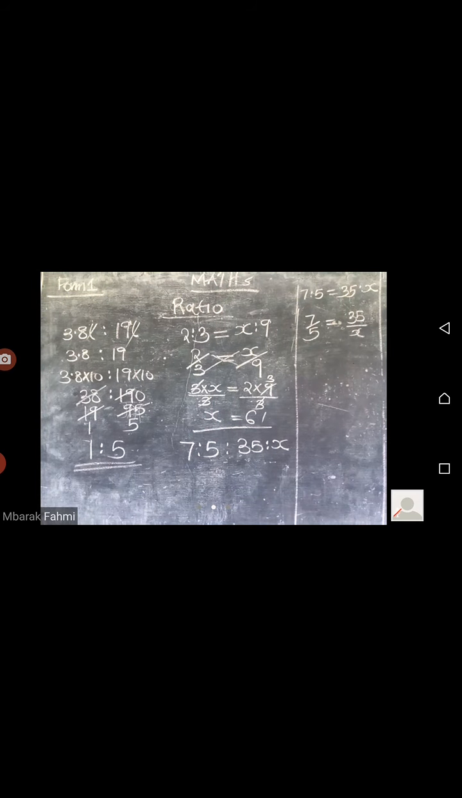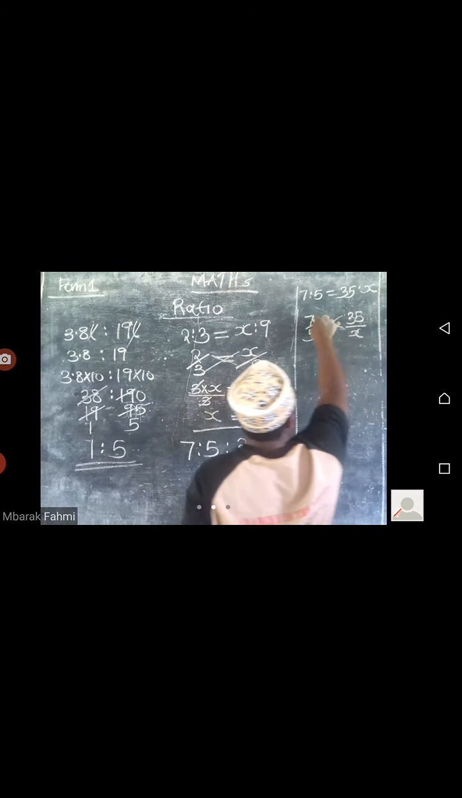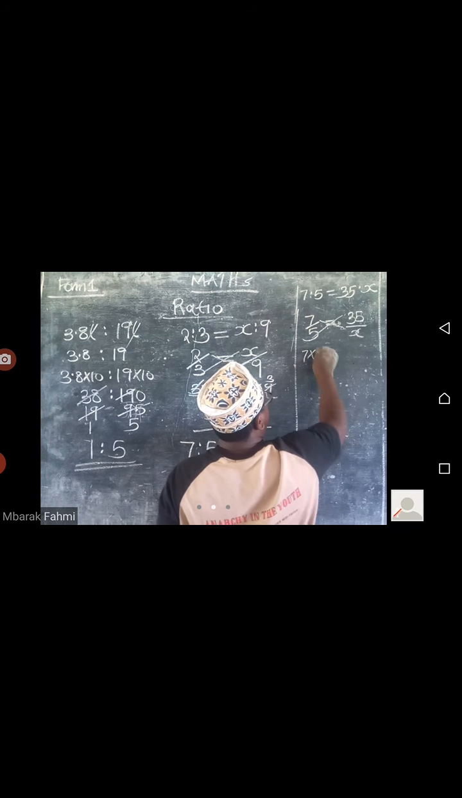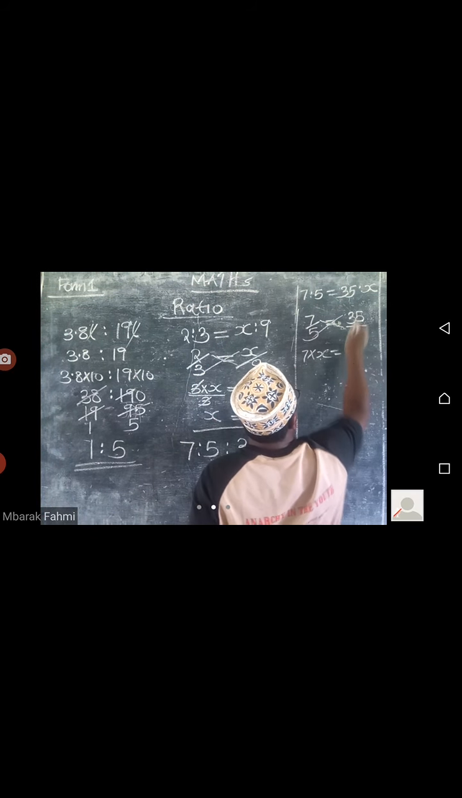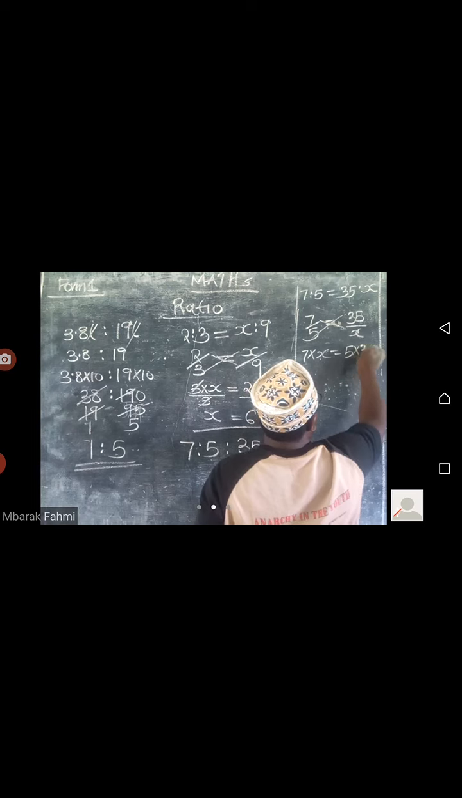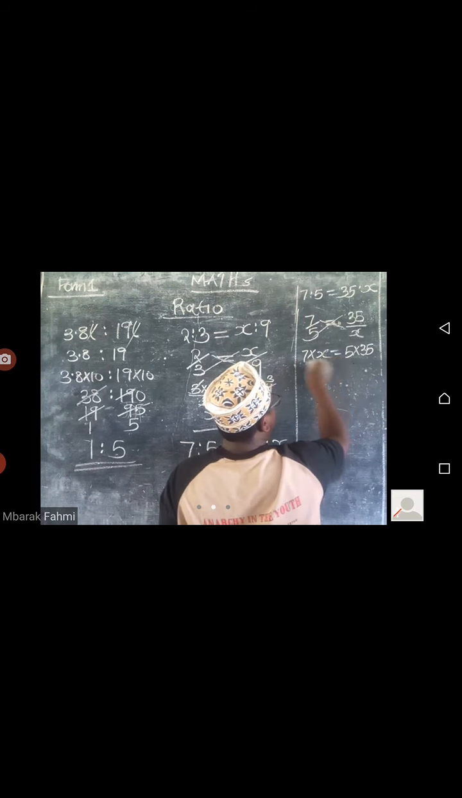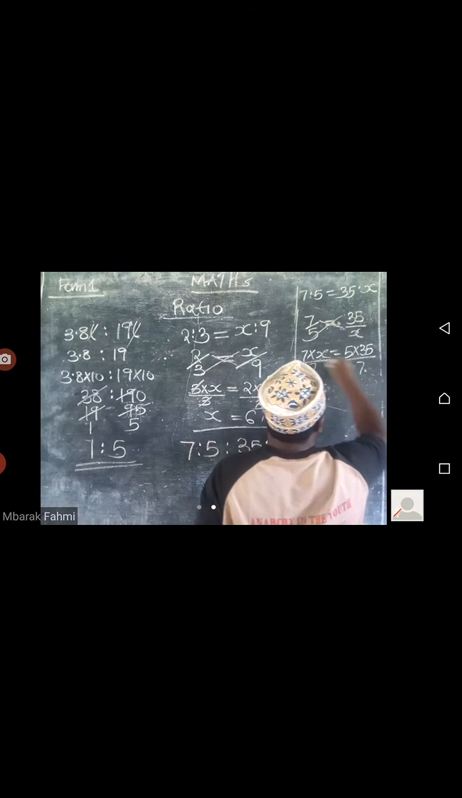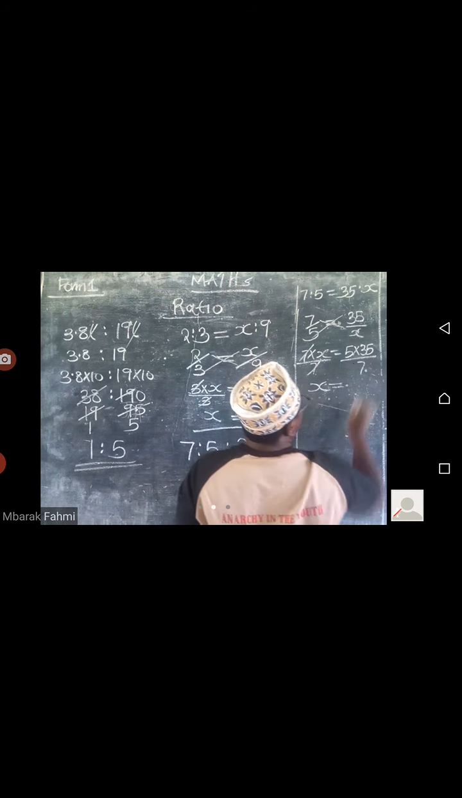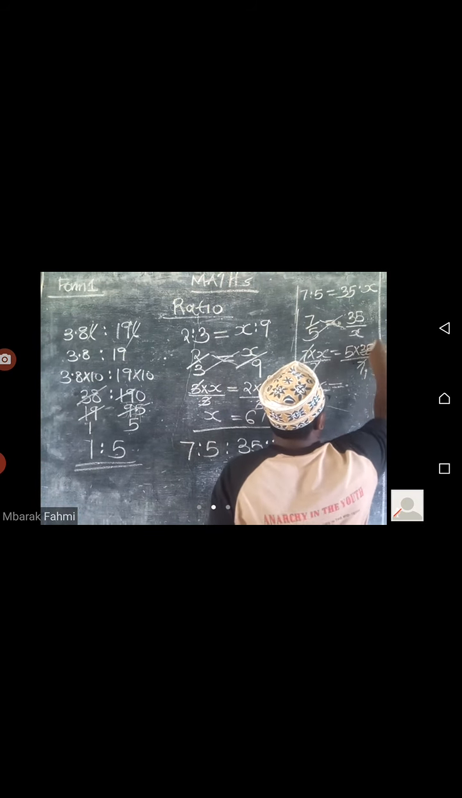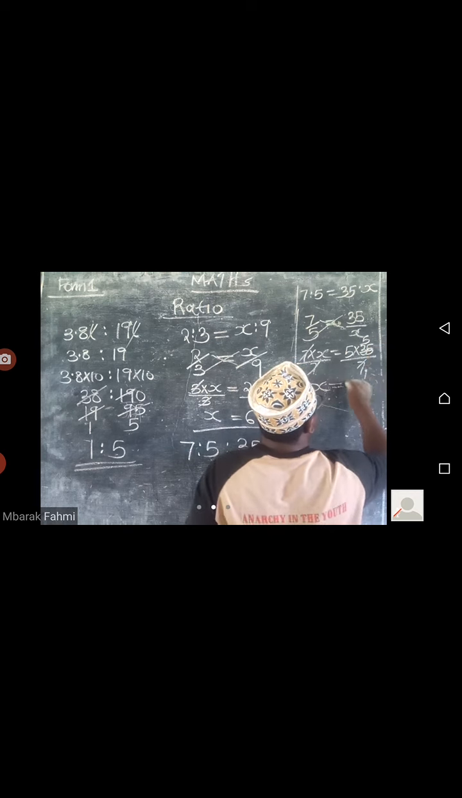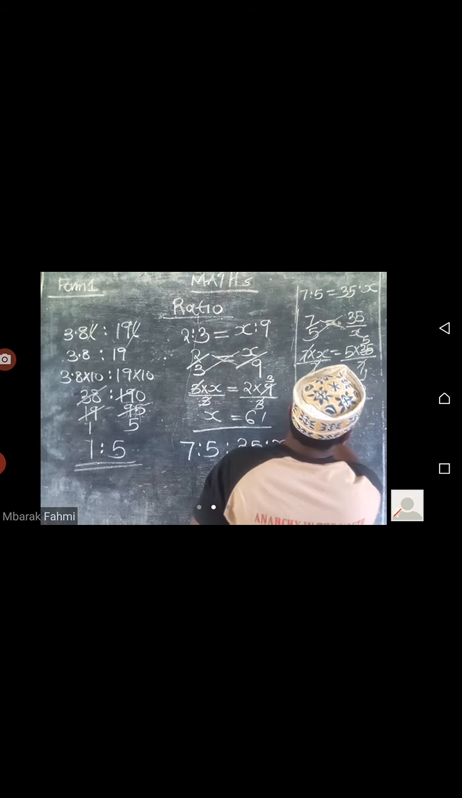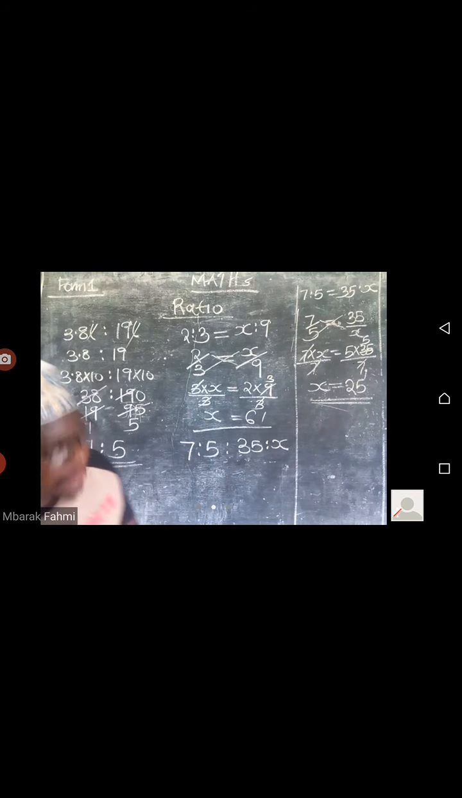From there now we cross multiply: 7 times x is equal to 5 times 35. To remain with x, divide by 7. So x will be equal to 5 times 35 divided by 7, which is 5 times 5, going to be 25. So that will be the value of x.